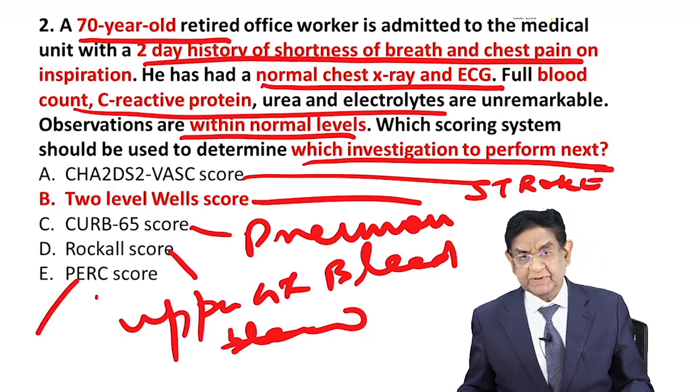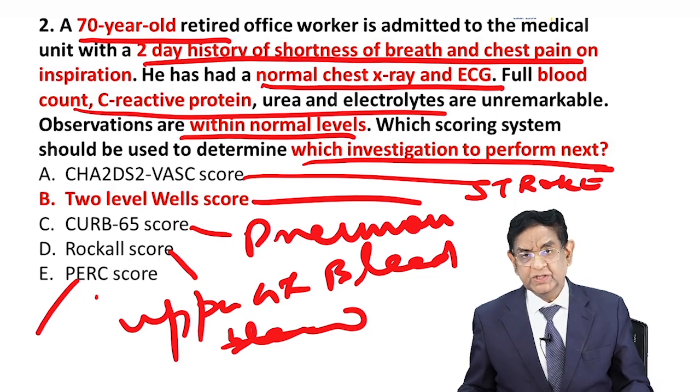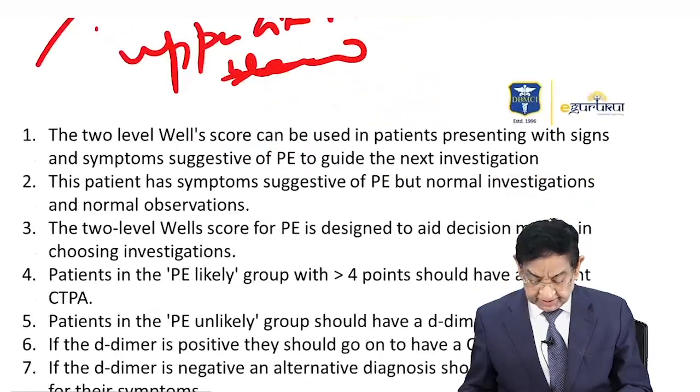But if you want to know whether the patient has pulmonary embolism or not, then you go for the Wells score. If the score is 4 or more than 4, then it's a case of PE, and you investigate accordingly.